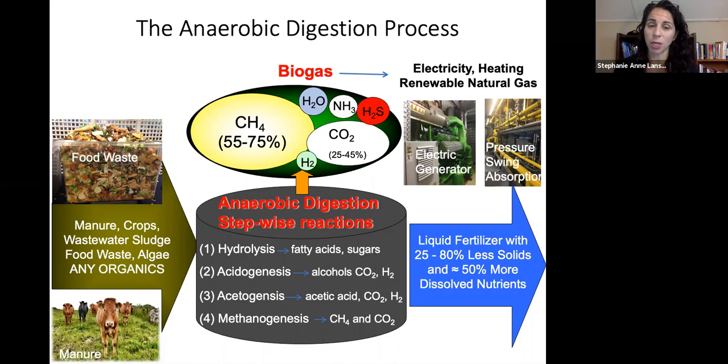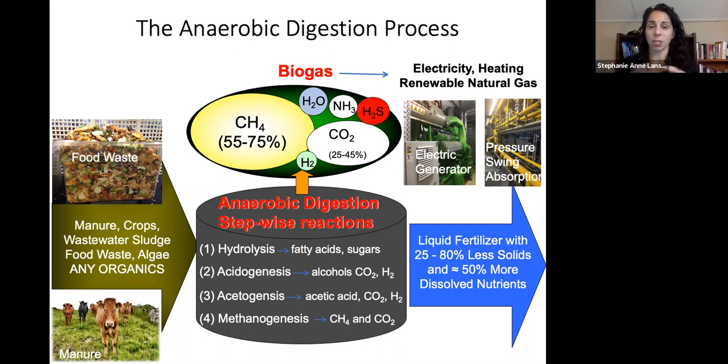Inside this anaerobic chamber, there are stepwise reactions that happen. First, we have hydrolysis, which breaks things up. You can think of the broccoli being broken up into a liquid, where you break it up into sugars and fatty acids. And then you have acidogenesis, where those sugars and fatty acids are broken up into alcohols, CO2 and hydrogen. And then acetogenesis, where the alcohols are further broken down into acetic acid, again, more CO2 and hydrogen. And then finally, methanogenesis, where methane is being produced.